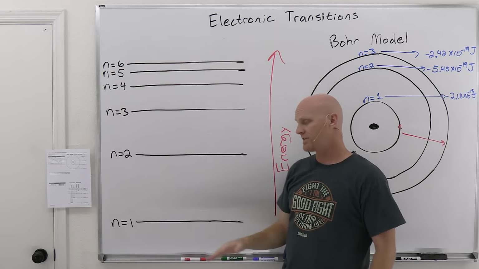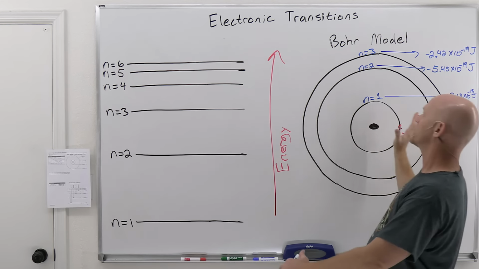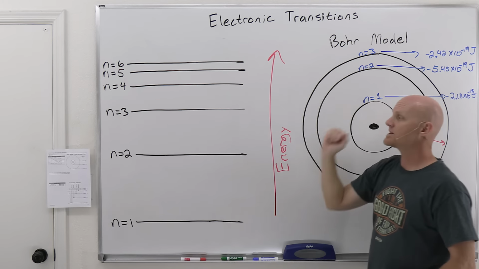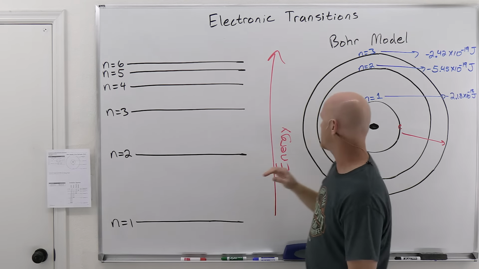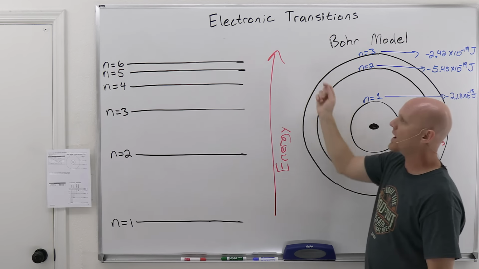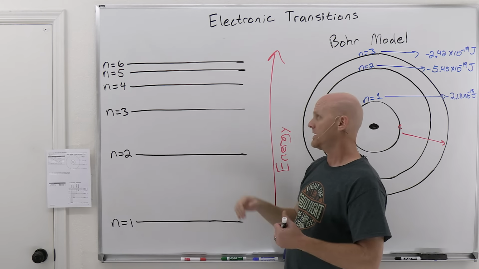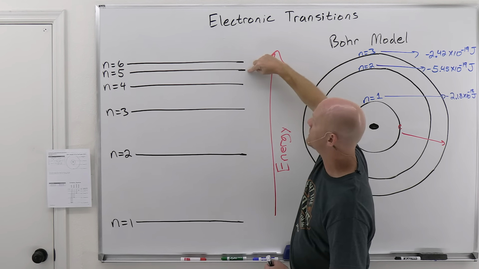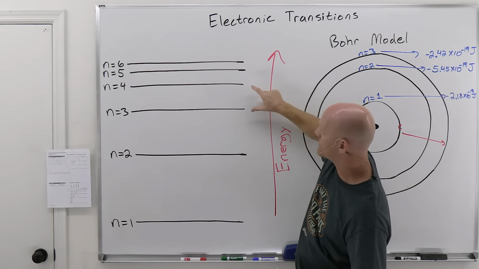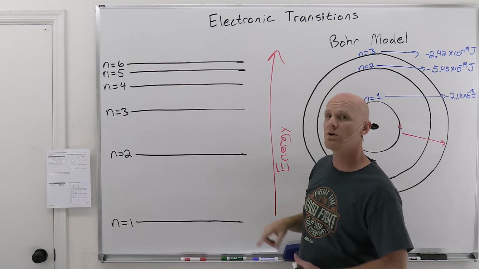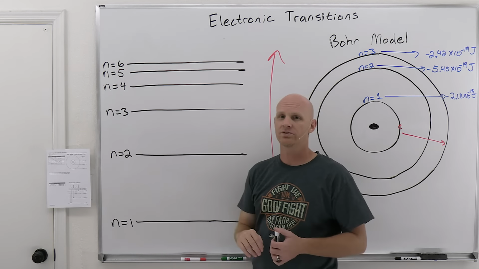A couple things you notice: n equals 1 is still the lowest energy, and as you get to higher and higher values of n, which correspond to further and further away from the nucleus, you get to higher energy. But we said earlier that the orbits get closer together the further you go out. Well, that's true in terms of energy as well. Notice the difference in energy between n equals 5 and n equals 6 is smaller than the difference between 4 and 5, which is smaller than the difference between 3 and 4, and so on. So the biggest gap we have here is between n equals 1 and n equals 2.